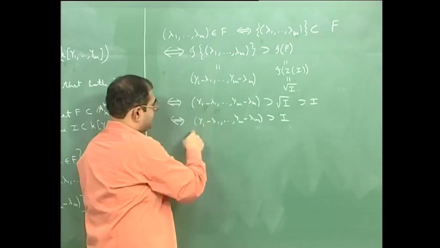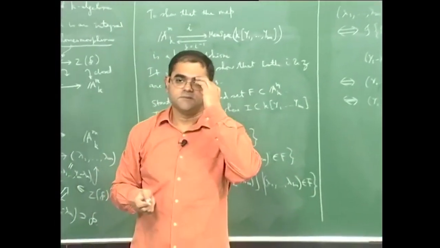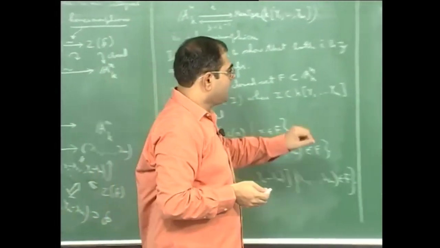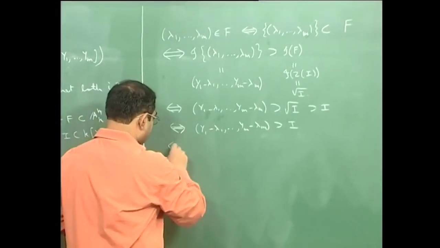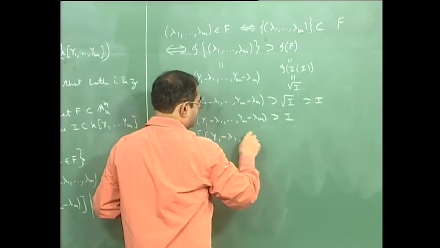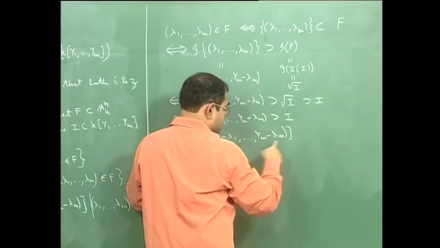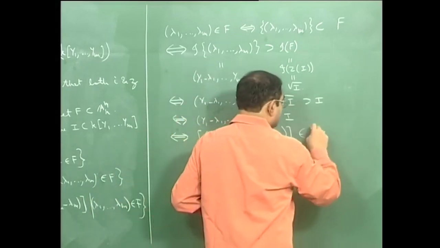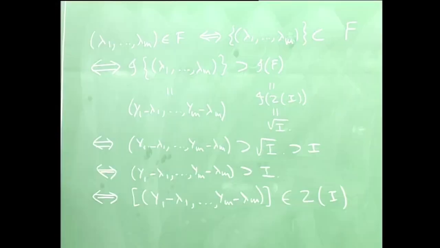So these two are equivalent, because the thing on the left side is a maximal ideal which is actually prime. But what does this tell you? This is if and only if the point corresponding to y1 minus lambda 1 through ym minus lambda m, the point corresponding to the spectrum, is in Z of I, because this is how Z of I is defined in the spectrum of the ring.